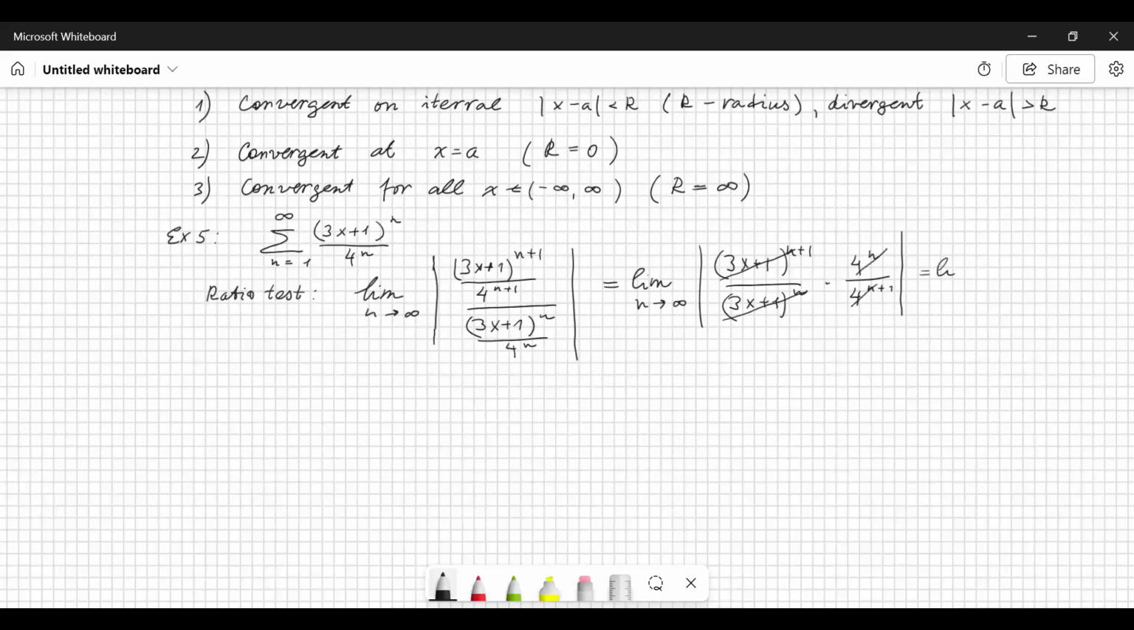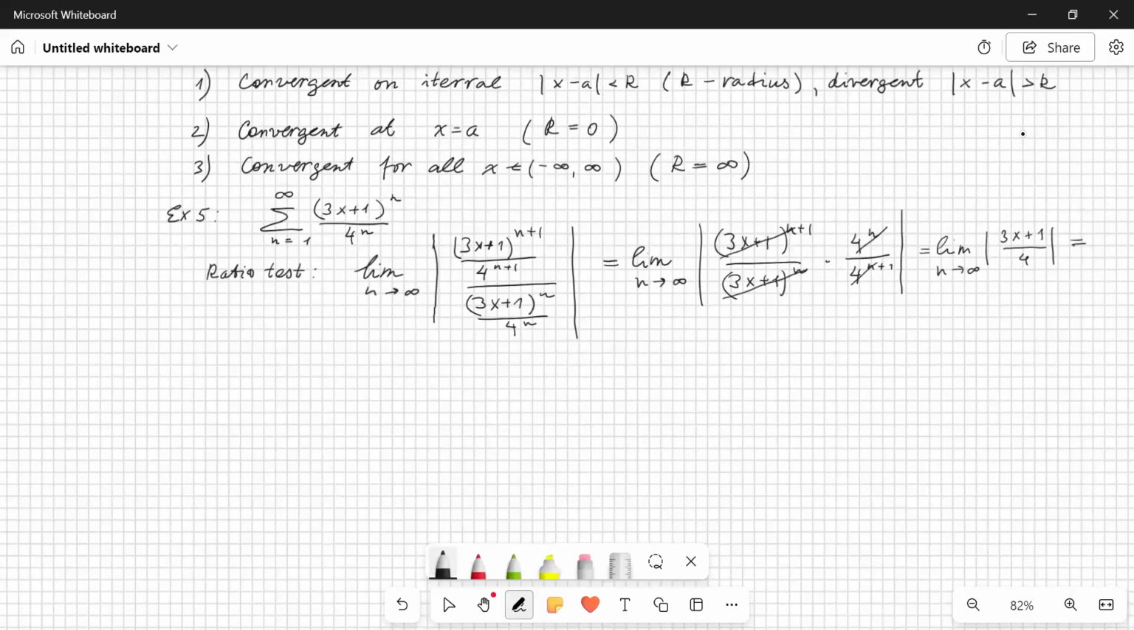So my result is going to look like 3x plus 1 left over from my first fraction and 4 in the denominator left over from my second fraction. As n goes to infinity, well, guys, because I have no n here, that's going to be just my final answer. So my final answer is going to be absolute value of 3x plus 1 over 4. It's my limit. According to the ratio test, my limit must be less than 1 to make it convergent.